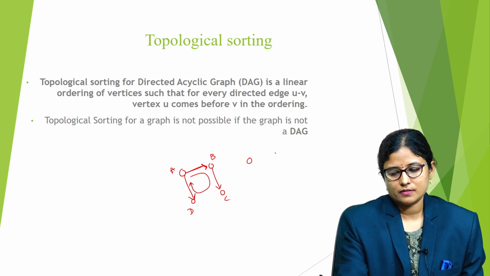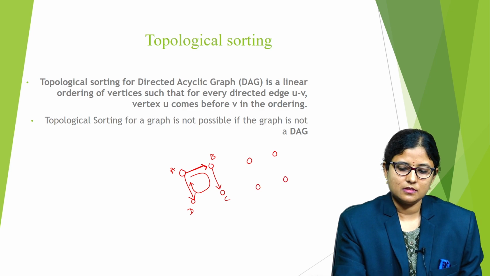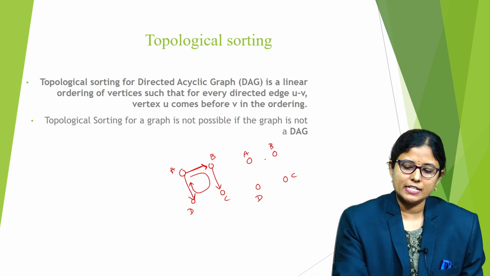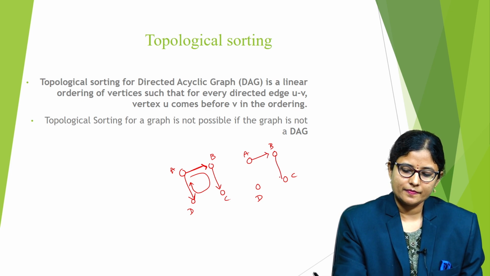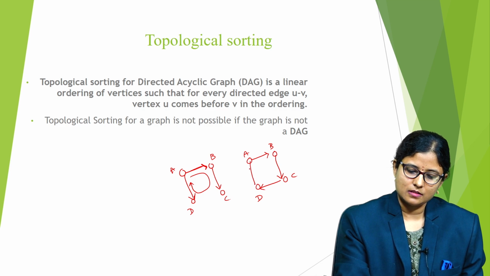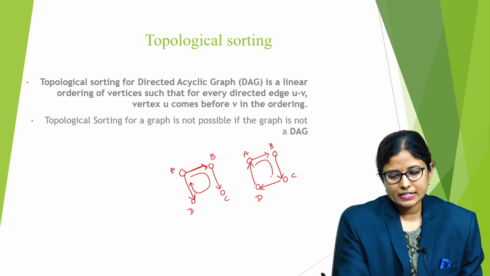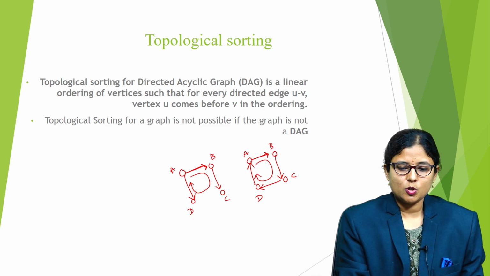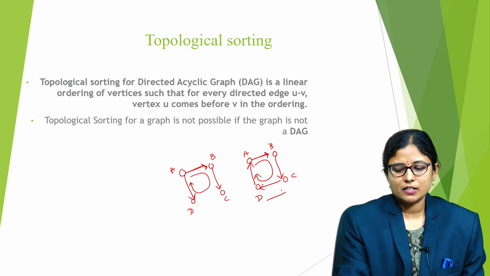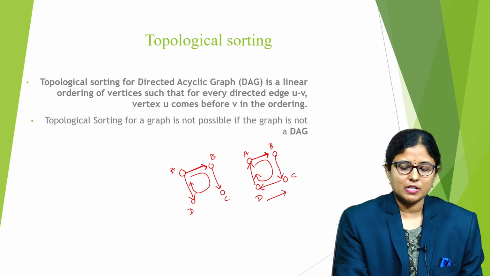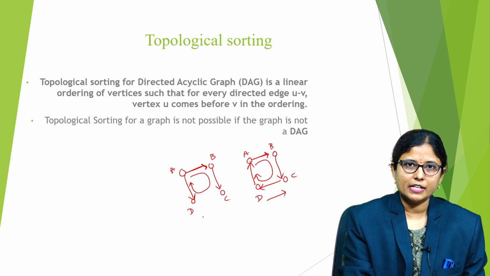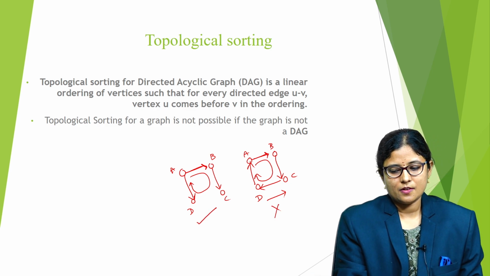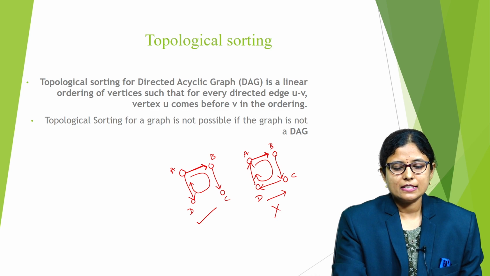Example of a cyclic graph: A, B, C, D are the vertices. This is a directed graph, but it is a cyclic graph. So, topological sorting for a directed cyclic graph is not possible, whereas topological sorting for a directed acyclic graph is possible. For this, topological sorting is not possible.